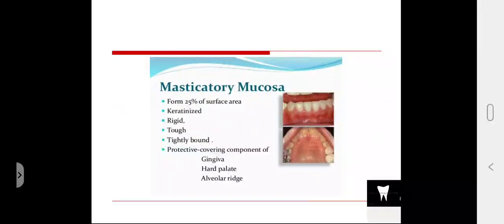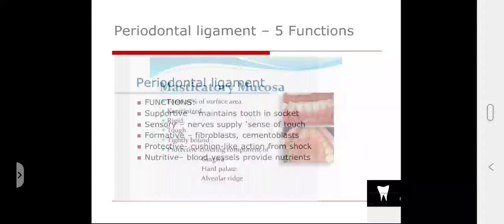We have the masticatory mucosa. It forms 25% of the surface area. It is keratinized, so we know that means it's rigid, tough, tightly bound. It's the protective covering of the area that covers the components of the gingiva, the hard palate, and the alveolar ridge.